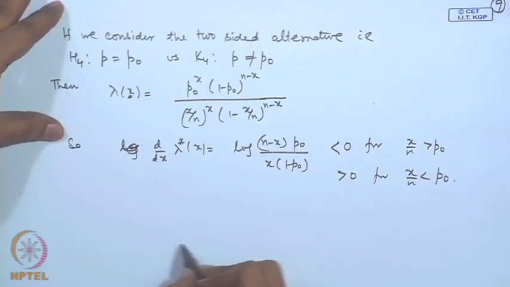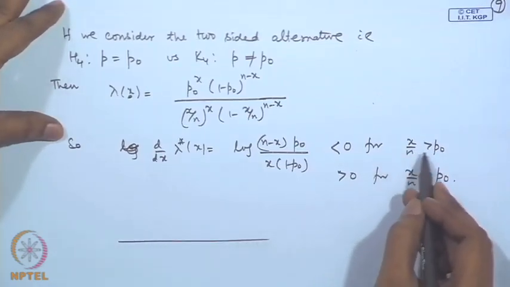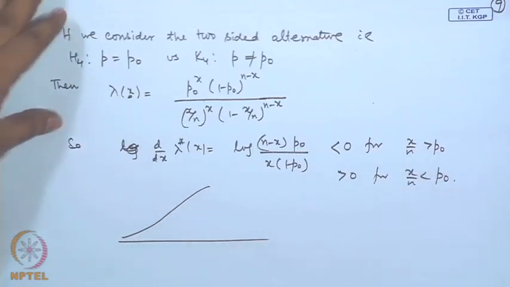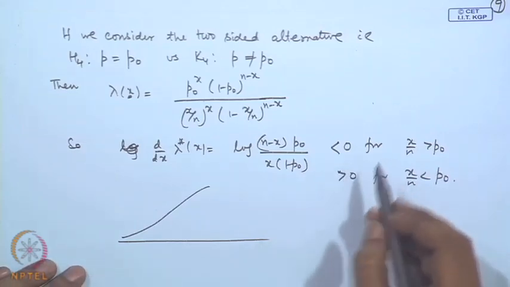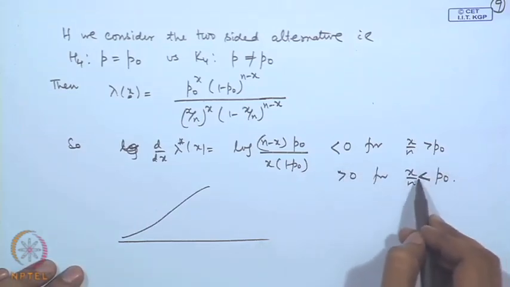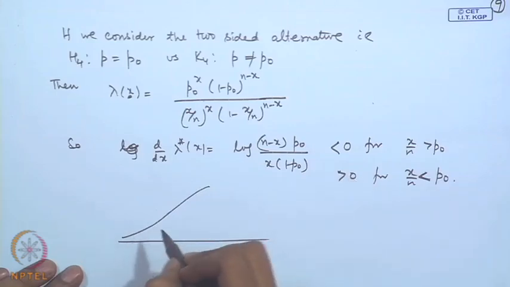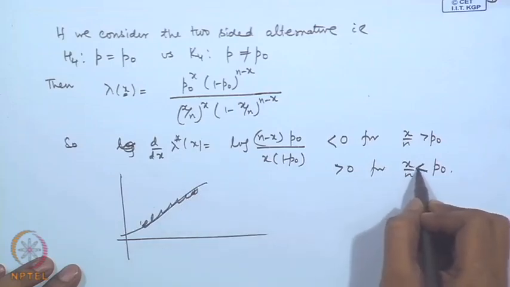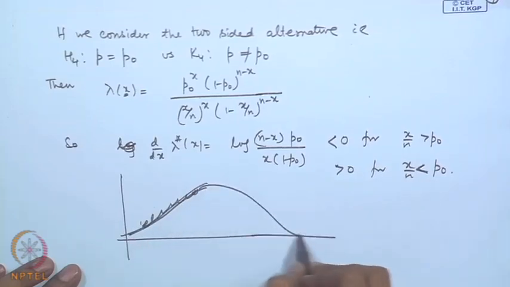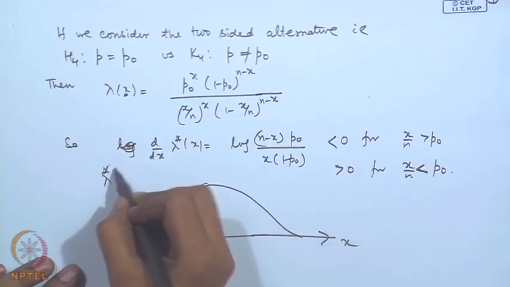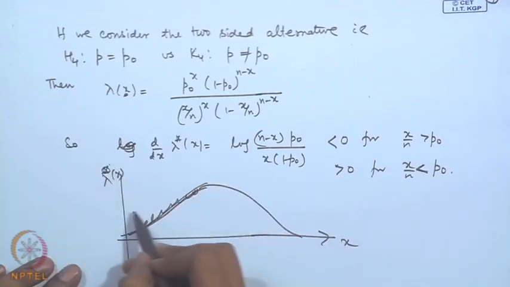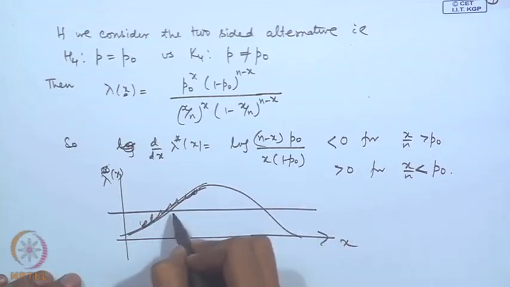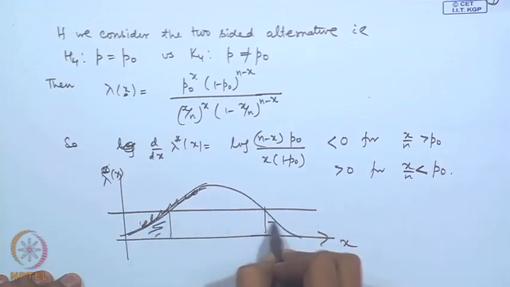So, the nature of the function is that for x by n less than p naught it is increasing. So, if I am treating it as a function of x, then firstly it is increasing and then it is decreasing. On this side I have x, on this side I have lambda x or lambda star x. So, now the region lambda x less than or equal to c, that is equal to these two regions.